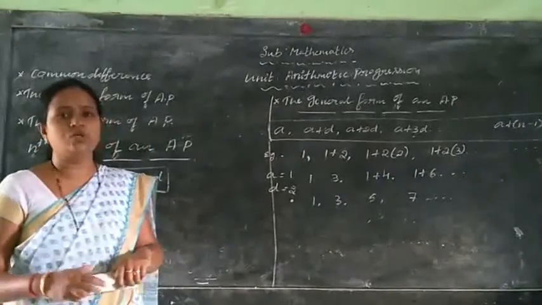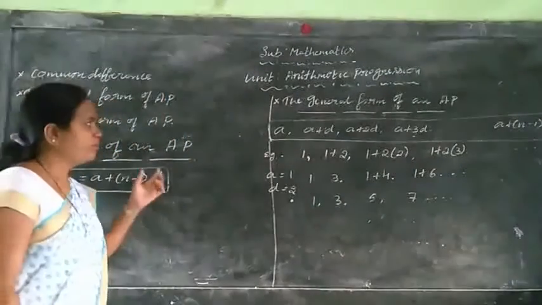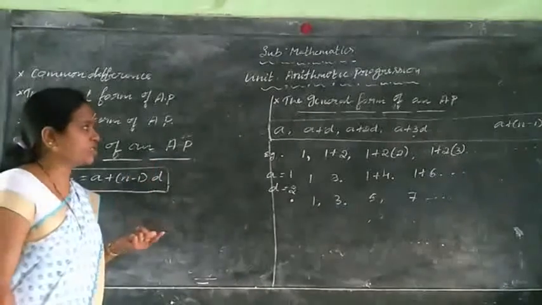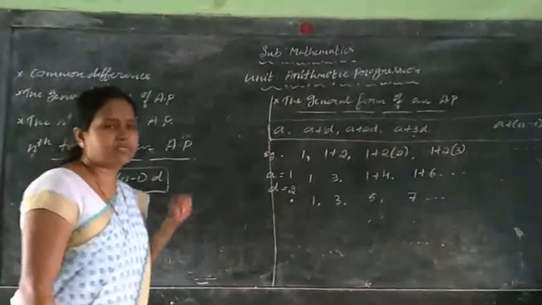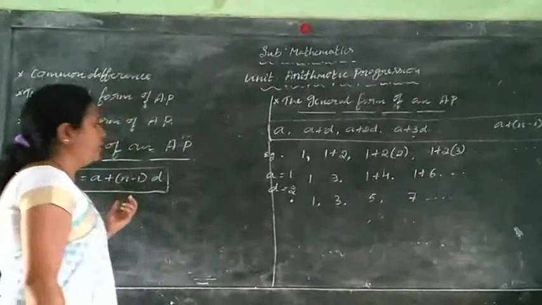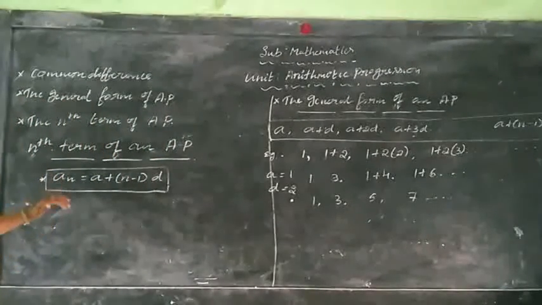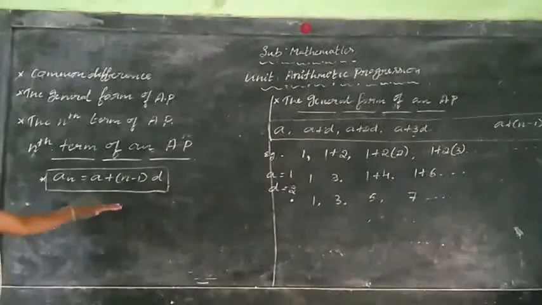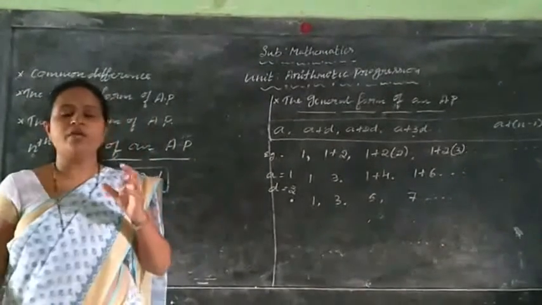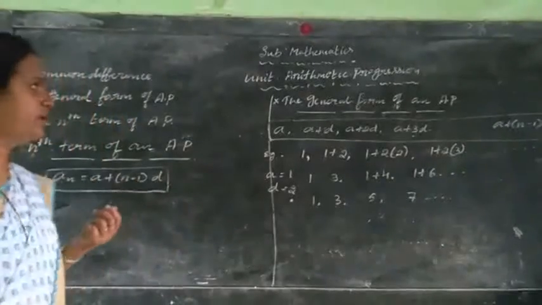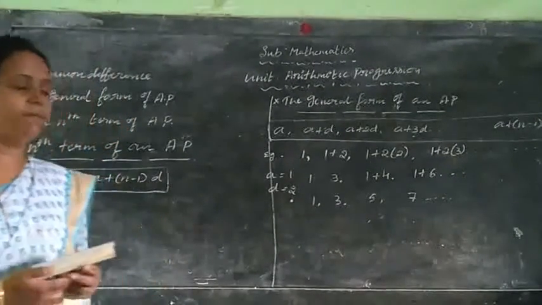Okay children, so far we have studied about the sequence and also the meaning of arithmetic progression, and by this later we are going to denote the first term of an AP and how to find out the common difference, and also the nth term of an AP and also general form of an AP. So by using all these things children, now we are going to solve the exercise problems. Okay.